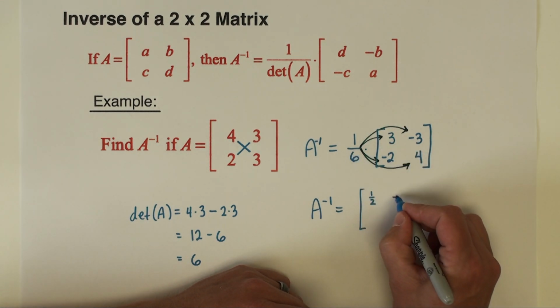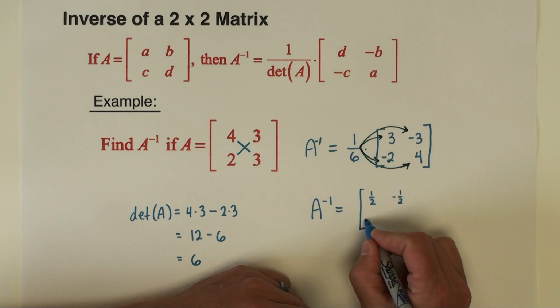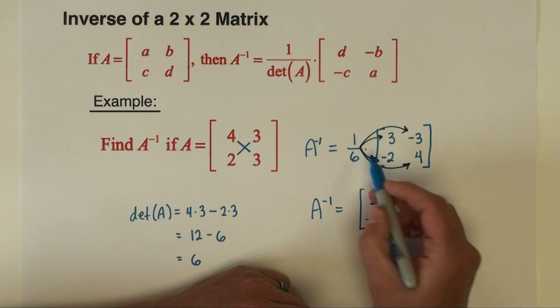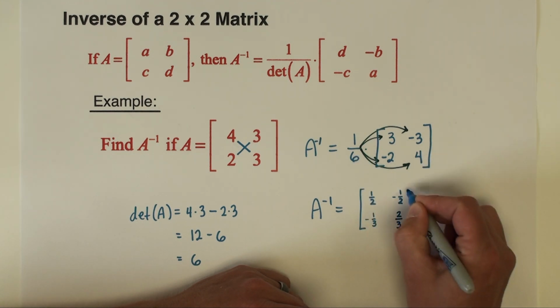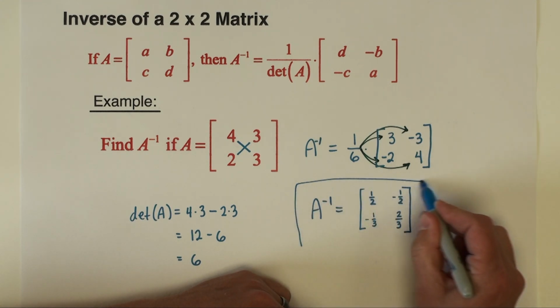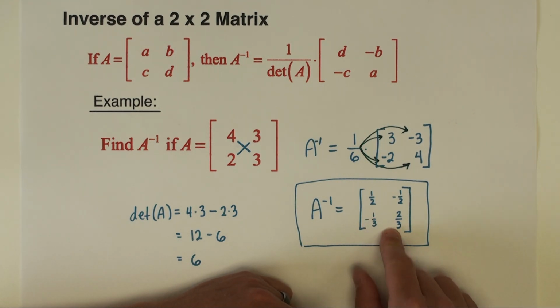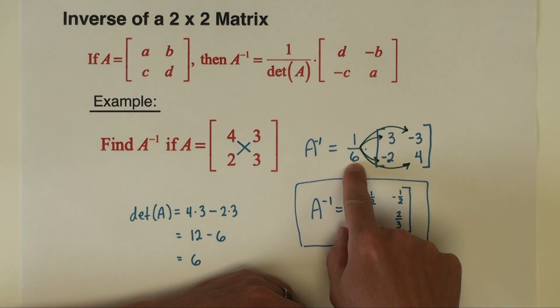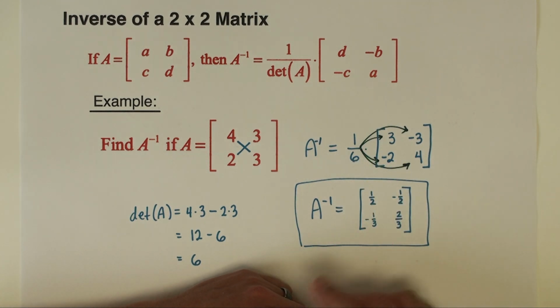1/6 times -3 is -1/2. 1/6 times -2 is -1/3. And 1/6 times 4 is 2/3. Very common to get values within your inverse matrix that are fractions or decimals, just because we're going to be dealing with this scalar fraction out in front that's going to get distributed. So that's pretty normal to see that happen.